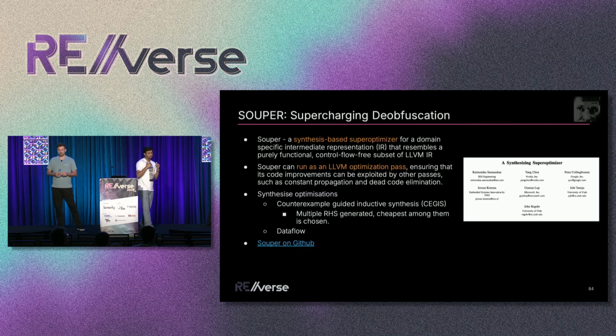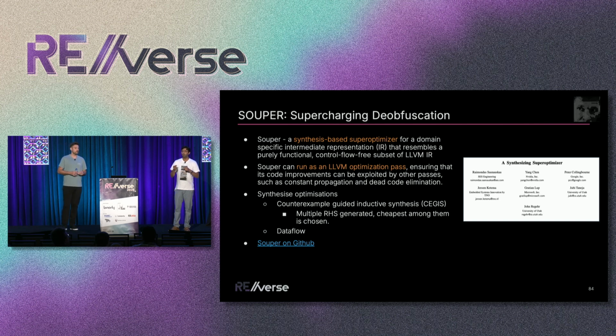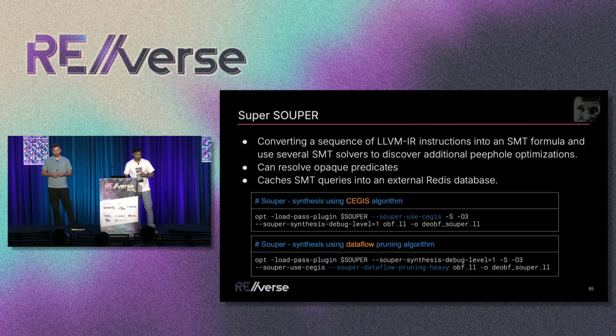Now, Peter just mentioned Super, so just a quick introduction about Super. Super is a synthesis-based superoptimizer. The original idea was to find new optimization passes for compilers. Compilers may not be using all the optimizations which are available, or they may not implement them. So the idea of Super was to figure out these new optimizations. But the good thing for us is that it works extremely well for de-obfuscation.